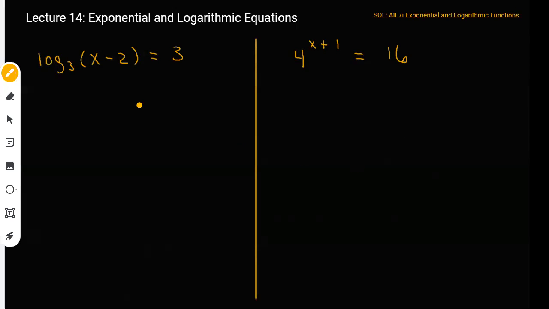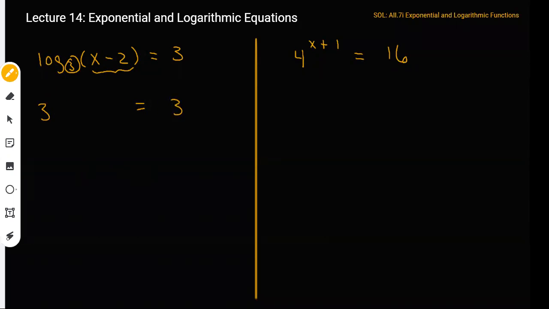Okay. So for the first one, I have a logarithmic equation. What that means is I want to introduce an exponential expression so that we can cancel out the log and the exponential. That way I can bring the x minus 2 out. But before that, I have to choose the right base. And the base that they give us is a 3. So both sides are going to have a base of 3.